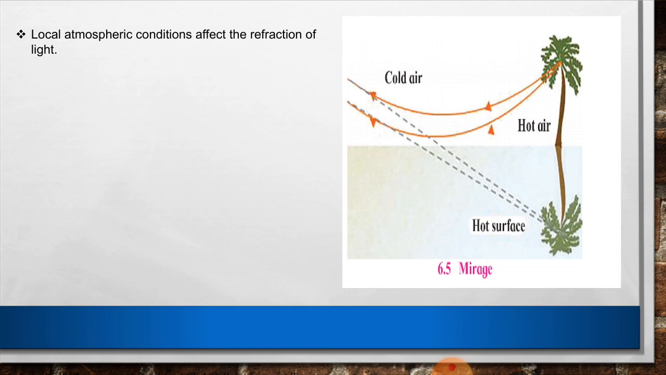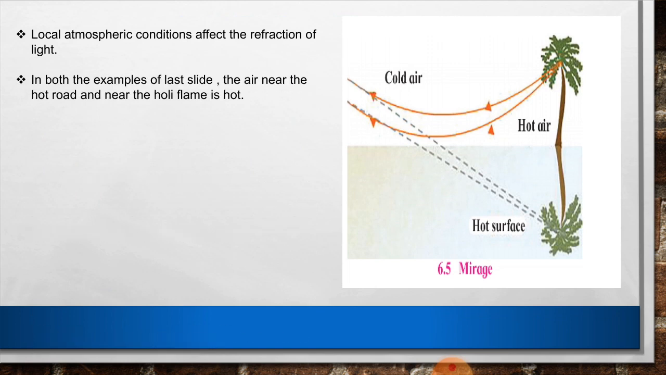So here the local atmospheric condition affects the refraction of light. What do you mean by local atmospheric condition? Sometimes the temperature is very high, sometimes the temperature is very cold. So these are the atmospheric conditions, when there is hotness in the weather, when there is coldness in the weather. Okay, so it affects the refraction of light.